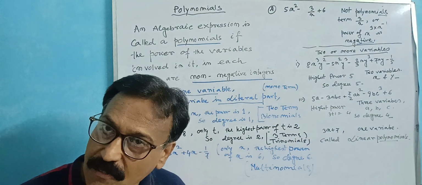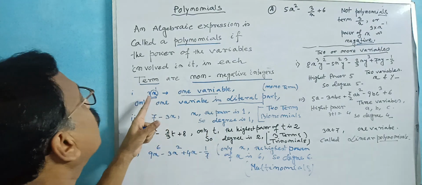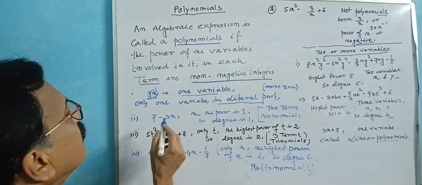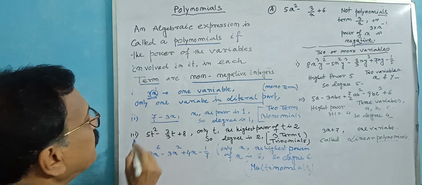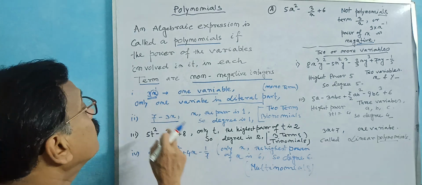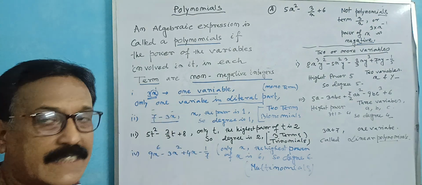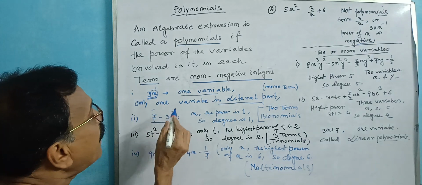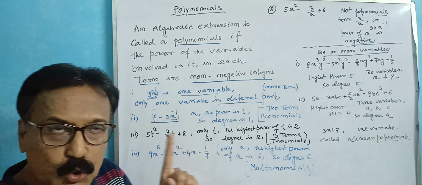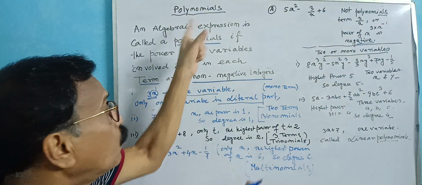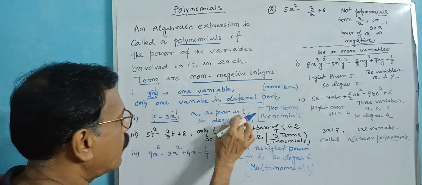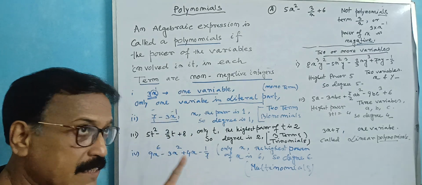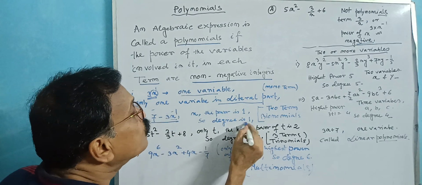So this one has one variable, and this one is a polynomial because the variable part is x and the power is 1. Okay, now here is 7 minus 3x. First one is an algebraic expression. This has two terms, this is the first term, this is the second term, no problem at all. Now what is the literal part? This is x, and what is the power of x? It is 1. So it's not negative, so it's a polynomial. The highest power of x is 1 here, so the degree is 1 also.